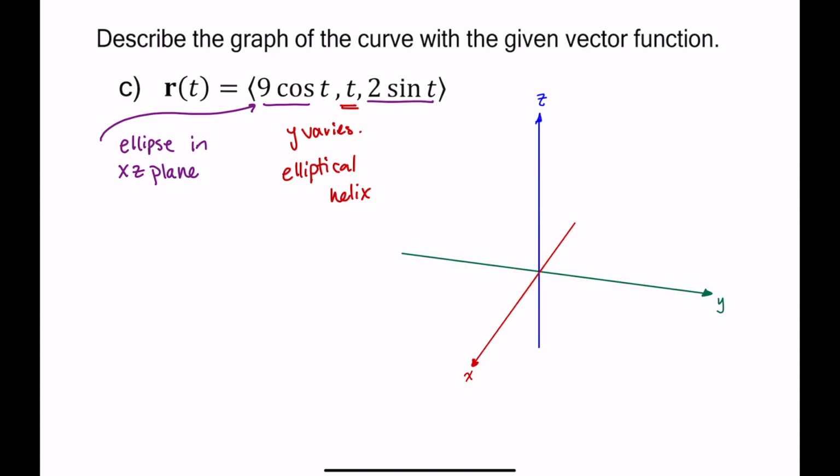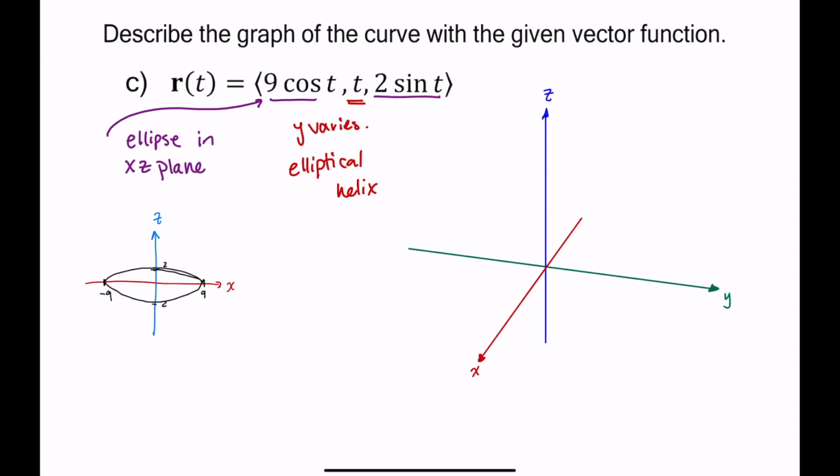And it might help, actually, if I sketched what this looks like in the xz plane. So there is our xz plane. So along the x, we'd have 9 to negative 9 here. And along z, we'd have 2 to negative 2. And the ellipse in this plane would be squished in this manner. And there's my not so great attempt at drawing an ellipse. There, kind of looks a little better.